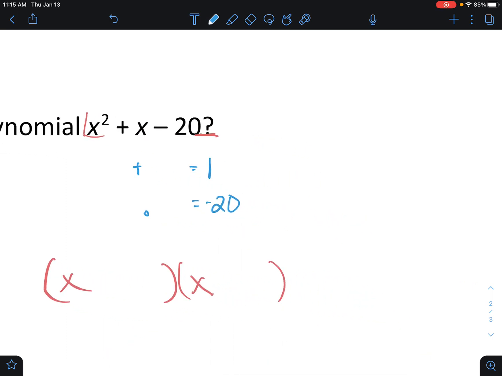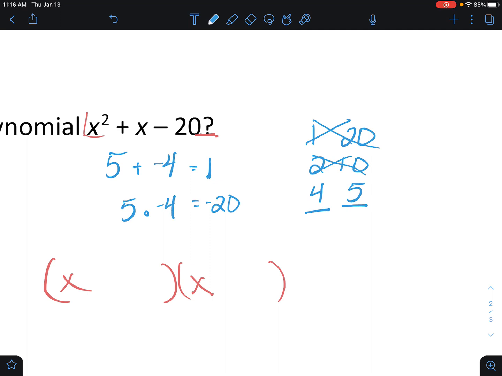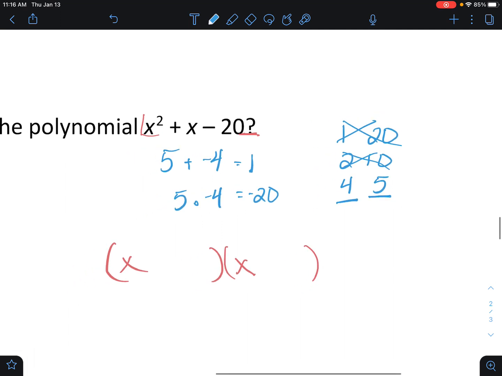So we're going to set up our list. I've got 1 and 20, 2 and 10, 3 doesn't go into 20, but 4 does, so 4 and 5. So I need to think, how can I make one of these sets of numbers give me a 1? Well, 1 and 20 sure don't work. 2 and 10 sure don't work, but 4 and 5, those are 1 apart, so I can make those work. If I think about it, 5 minus 4 gives me 1. So we're going to have 5 and negative 4. Now, if you wrote it as negative 4 and 5, that's totally okay. So my magic numbers were 5 and negative 4, so I have x plus 5, and then x minus 4.